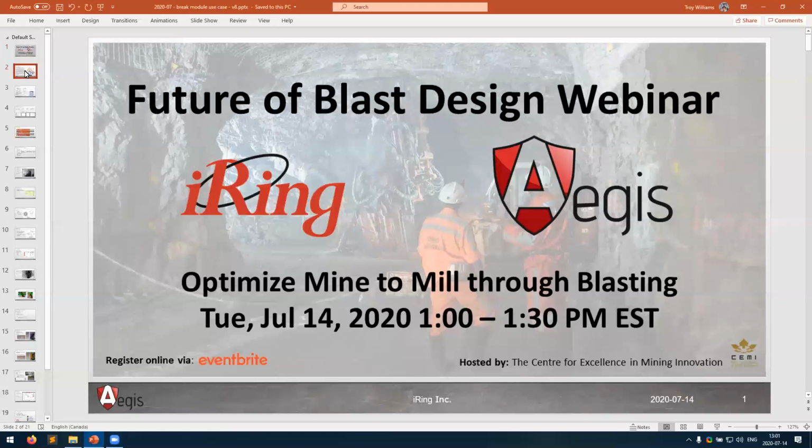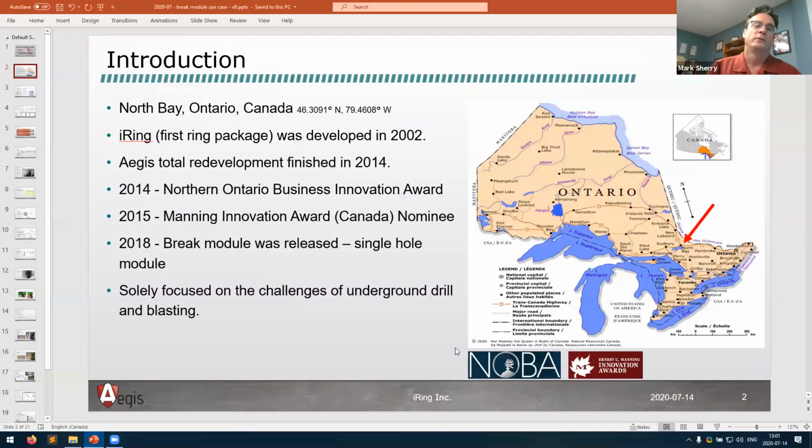Thanks, Charles. As Charles mentioned, our sole focus is underground drill and blasting, and we've been focused on this since 2002. In the last probably about 5 years, we've been focused on fragmentation and how we can get the right fragmentation every time from every blast. One of the first parts that we did with that was to create our brake module, and Troy is going to walk you through the scenarios that we can do in that in terms of case studies. So that's quite interesting.